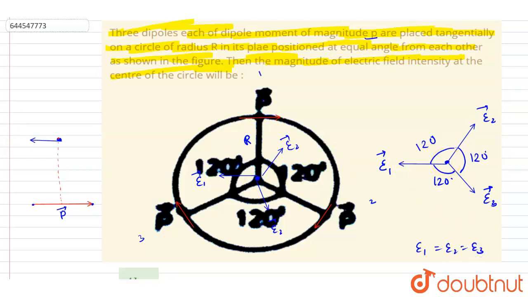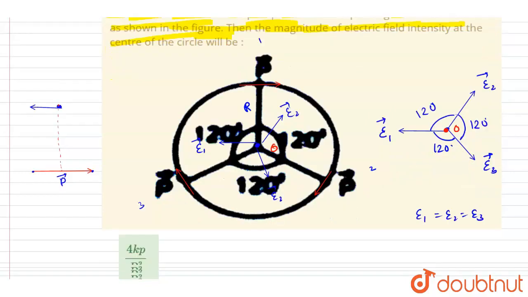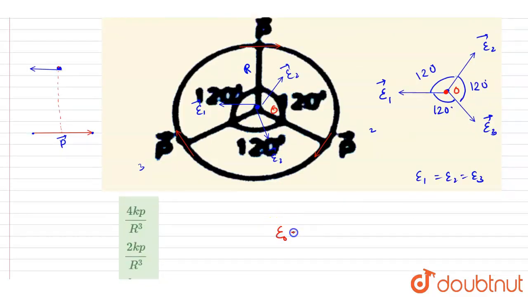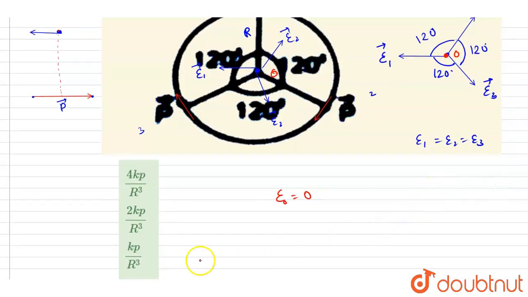All right, now the net electric field at the center, if I say this point O, is simply from the symmetry 0, because of equally placed, equal magnitude electric field vectors, right? Because of them, the net electric field will be 0 from the symmetry. If you join them tail to tail, you will get an equilateral triangle.